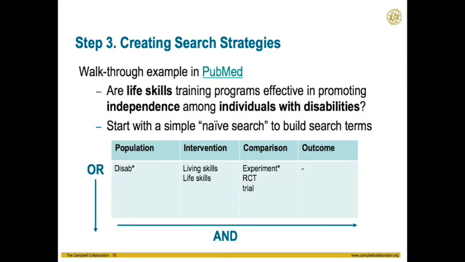So if I was going to look at life skills training programs and trying to see if they're effective in promoting independence among individuals with disabilities, we might just use a very generic population term of DISAB with an asterisk. And then the intervention might just be living skills, life skills. You could probably think of some other synonyms there. Independence, financial skills, money skills, stuff like that. You might want to have some comparison conditions. Sometimes if you're only restricting to RCTs, you might include terms like experiment or trial or RCT. I tend to not use much in these blocks, but again, I like to put them up there in case they're relevant for yours.